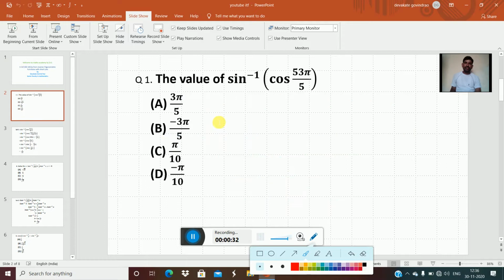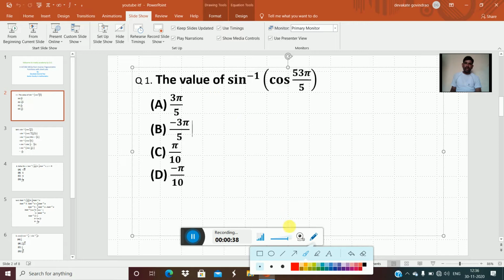So now the first question: the value of sine inverse of cos of 53 pi by 5. Yes, we have to find the value of sine inverse of cos of 53 pi by 5. Okay, how can we find this? So we know one formula here: sine inverse of sine x is x.